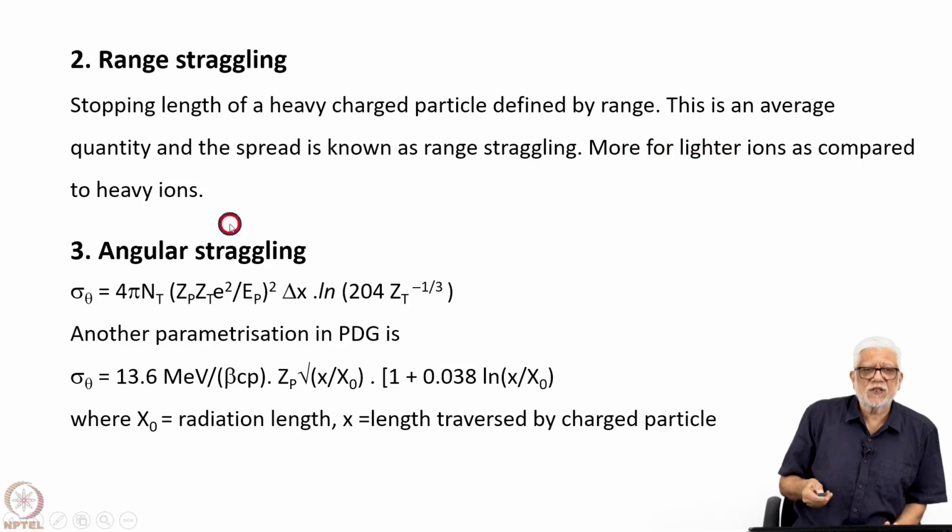There is also angular straggling, and this is given by this expression. This again can be computed through the Bohr theory, but also in the quantum mechanical theory. There is also another parameterization which is quite convenient to use, where you have a Gaussian distribution in theta, and then the sigma parameter associated with this Gaussian distribution is about 14 MeV divided by beta times Pc.